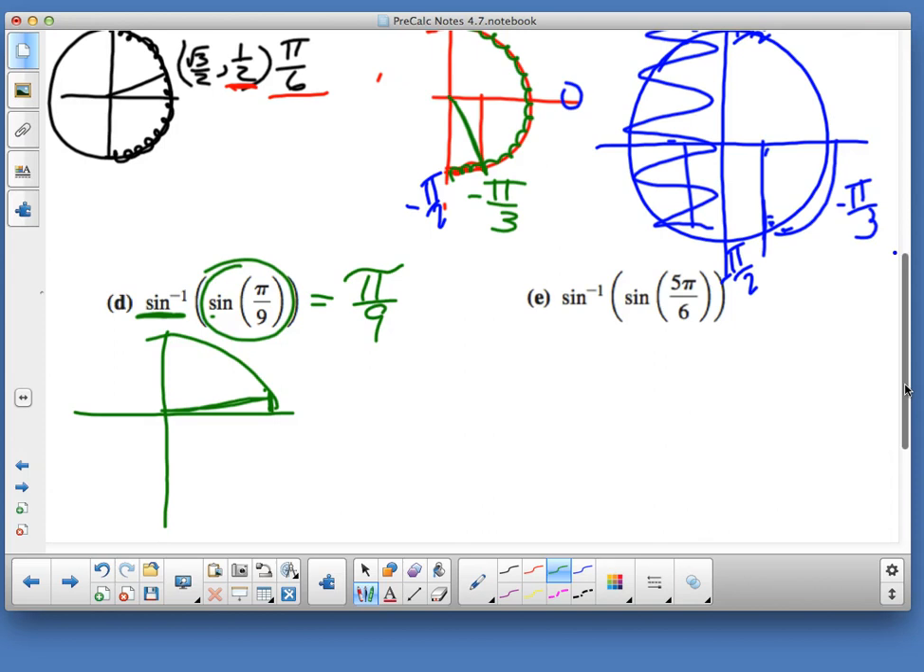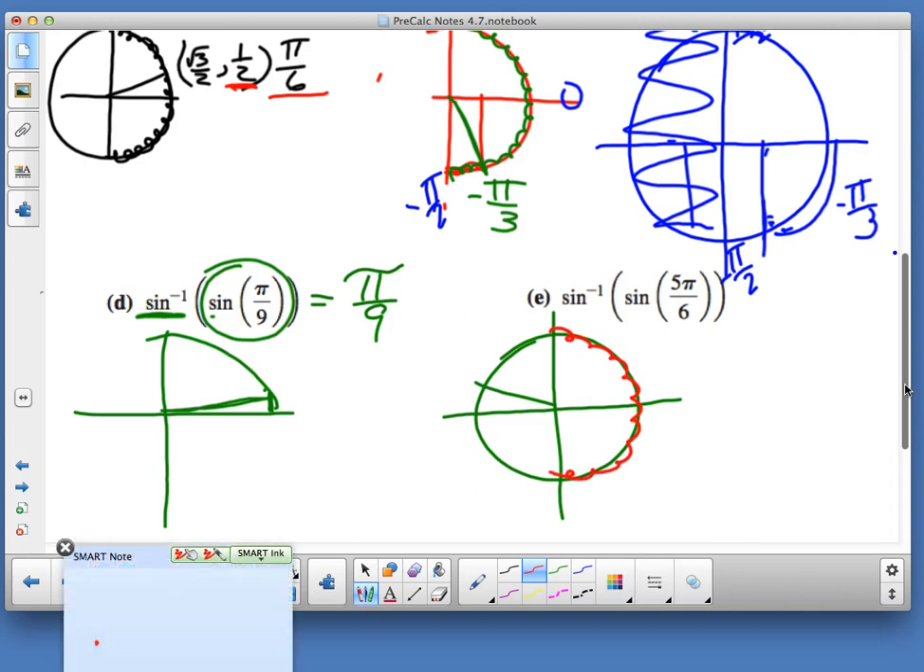No changes. If I'm looking at 5 pi over 6, keep in mind, 5 pi over 6 is over here. Okay, are you in agreement? Is 5 pi over 6 inside sine's principal value range, which is right here? So the purpose of what I'm doing here is this. I know the sine of that is a half. Are you in agreement that the sine of 5 pi over 6 is 1/2?